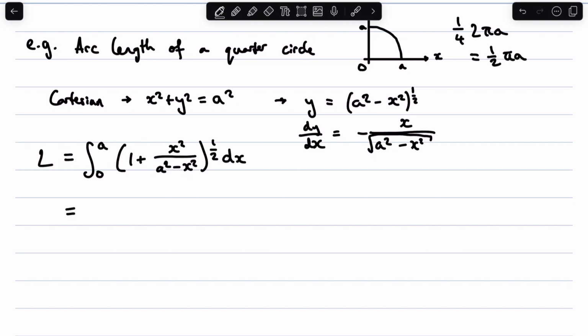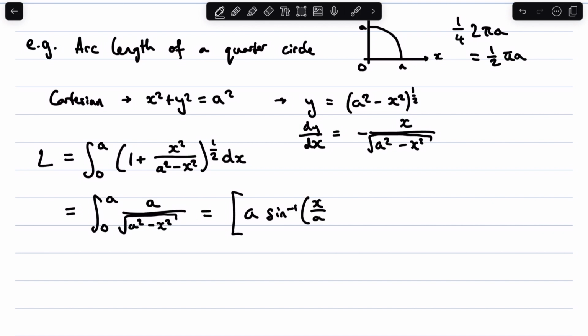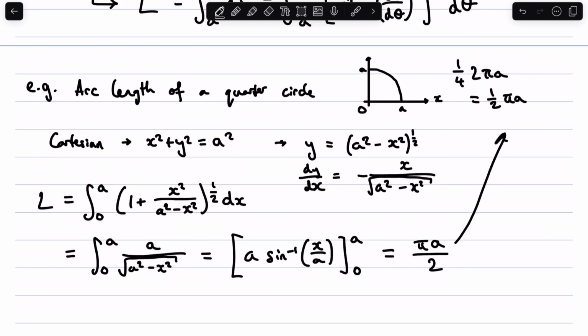And so that integral will become from 0 to a of, if we combine this 1 and that fraction, we'll just be left with a squared over a squared minus x squared. And so if we square root that, we're left with a over the square root of a squared minus x squared. And that equals, before we substitute in our limits, a arc sine of x over a. And that is going to be again from 0 to a, and this will just give us pi a over 2, as we expected, half pi a.